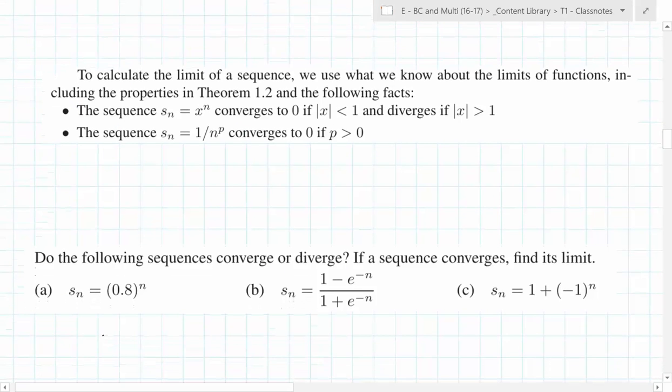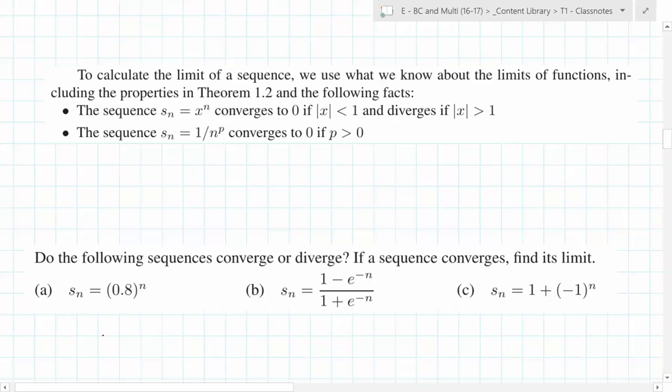Okay, so here is the first fact for you. You remember this maybe from your notes. To calculate the limit of a sequence, we use what we know about the limits of functions, including the properties and the following facts. The sequence x to the n converges if the absolute value of x is less than 1, and it diverges if x is greater than 1. So this one right here, do the following sequences converge or diverge?